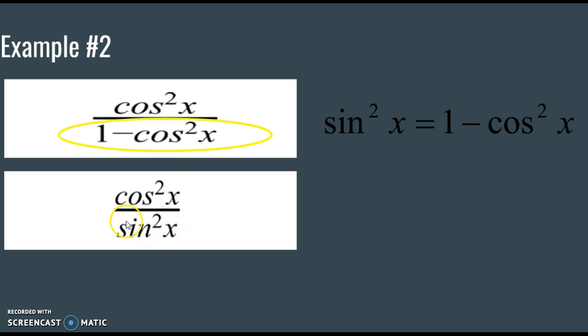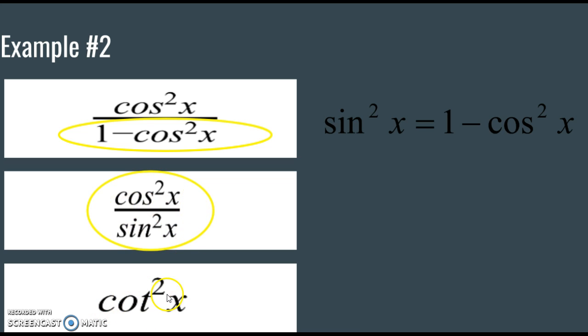And here you can notice that cosine squared x all over sine squared x is the same as cotangent squared x. And that would be how to simplify cosine squared x all over 1 minus cosine squared x into cotangent squared x.